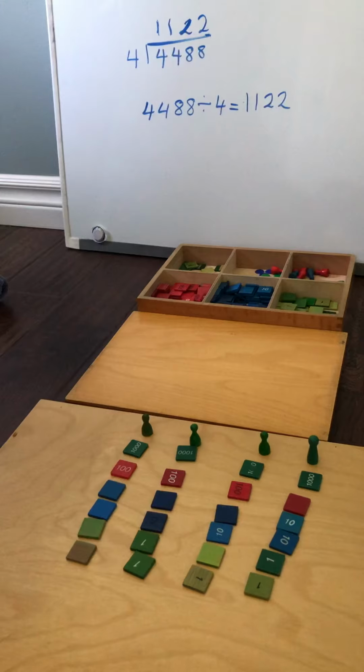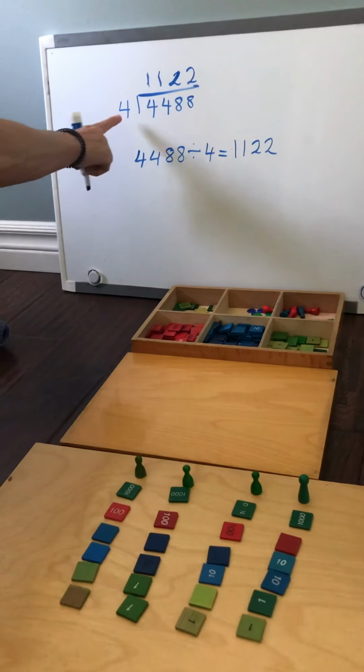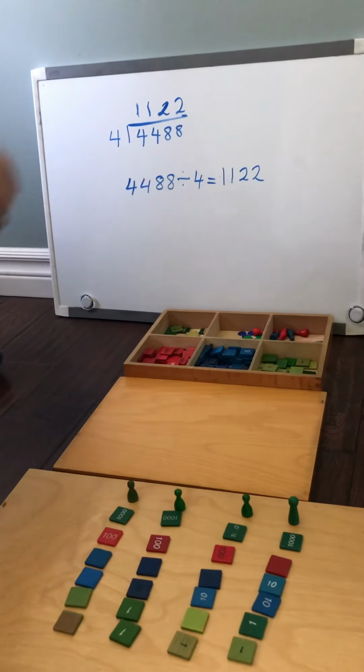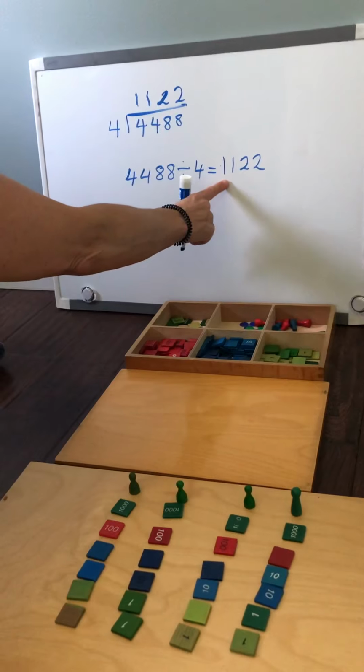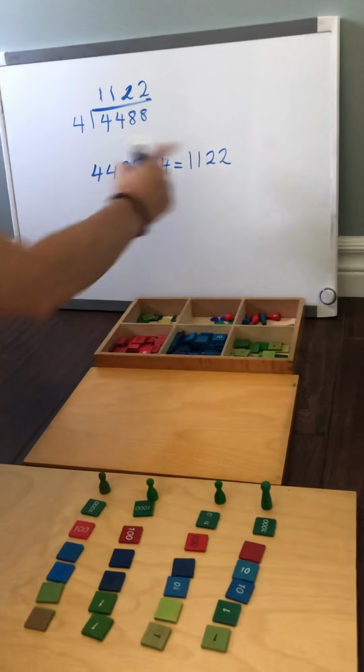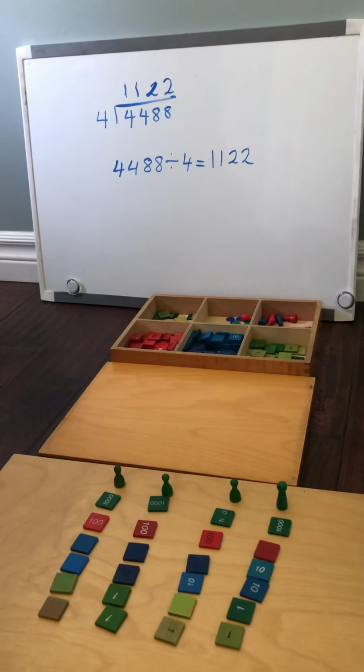So Finnegan had 4,488 Pokemon cards. He shared them equally among 4 albums. How many cards were in each album? There were 1,122 cards in each album. Make sure that you record your answer using a complete sentence.